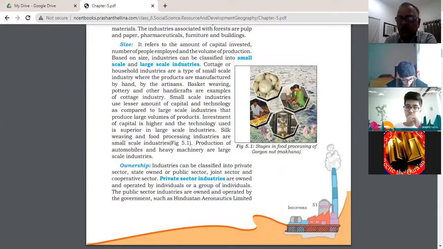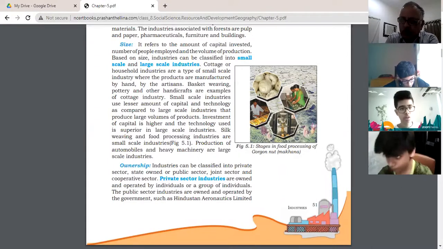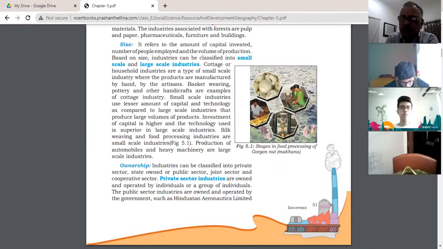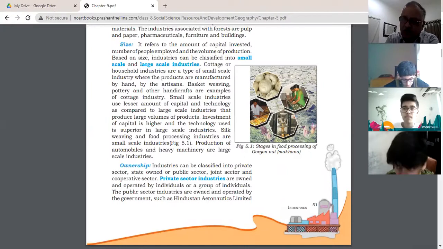In a small scale industry, cottage or household industry, in the villages in India, the houses are producing goods or manufacturing goods by hand. The artisans like basket weaving, pottery, and other handicrafts. These are examples of cottage industry.